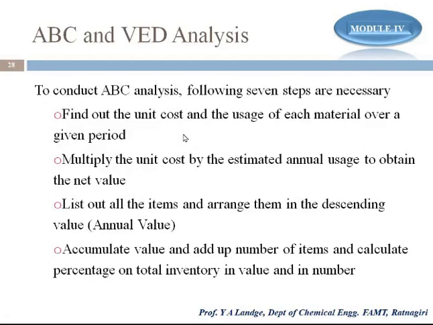Second, multiply the unit cost by the estimated annual uses to obtain the net value. So we get a net value by multiplying the unit cost of that product by the annual consumption. Third, list out all the items and arrange them in descending order. It means once we do the multiplication, we list out all the items and arrange them in descending value, from highest to lowest.